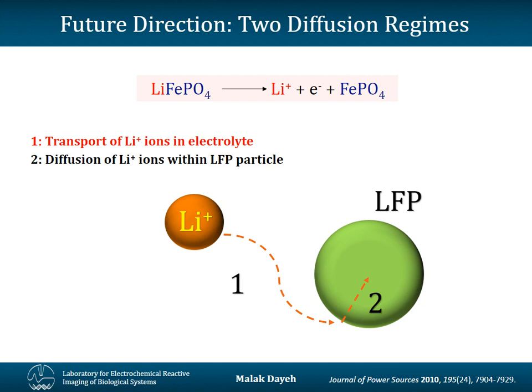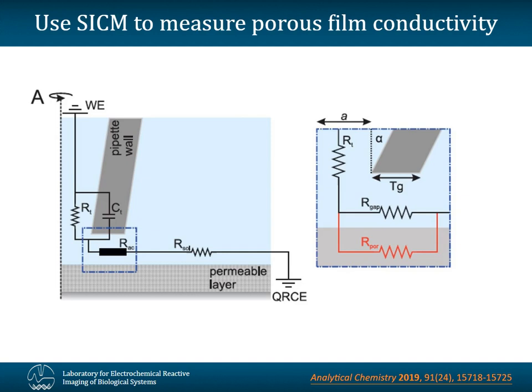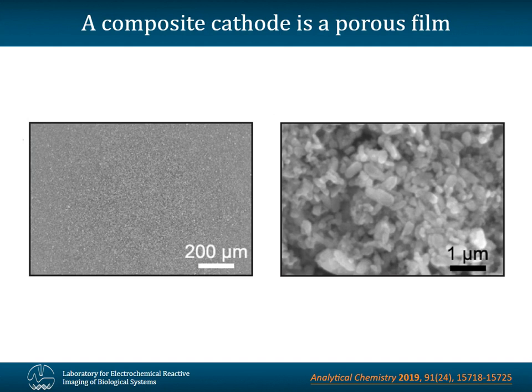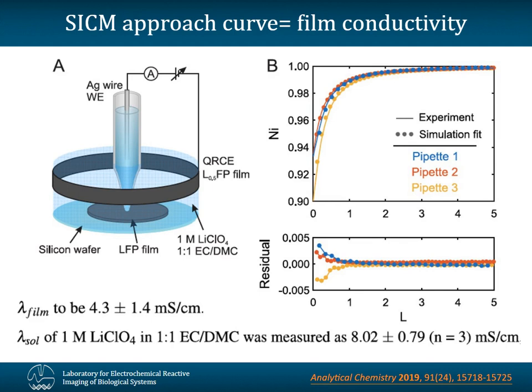Additionally, you can think about using SECM, and an SECM instrument can also be used as a scanning ion conductance measurement, where you're basically looking at the changes in resistance. And if you choose to do this type of measurement, the information that you can gain from it can be related to, for example, the porosity of a cathode. So here you have a porous LFP cathode that was produced in a normal way for coin cells. And you can see that by carrying out similar approach curves as we discussed previously for the cancer cells, but in this case, we're looking at the ionic conductance in solution, we can extract the conductivity of the film, and compare it to that in solution.